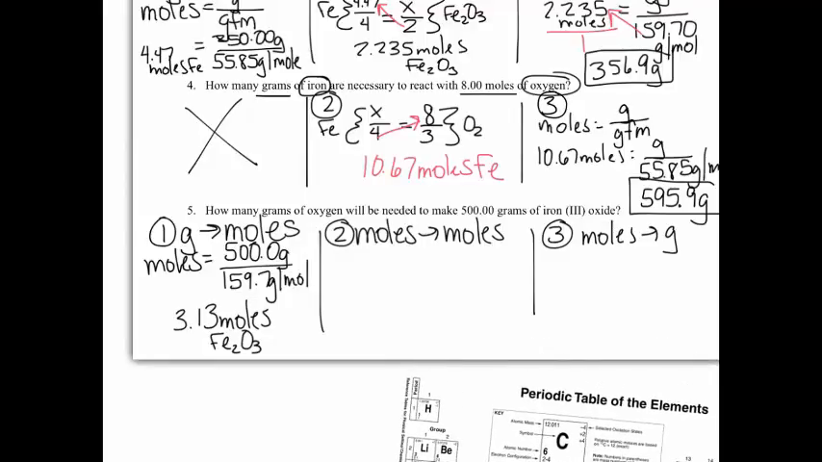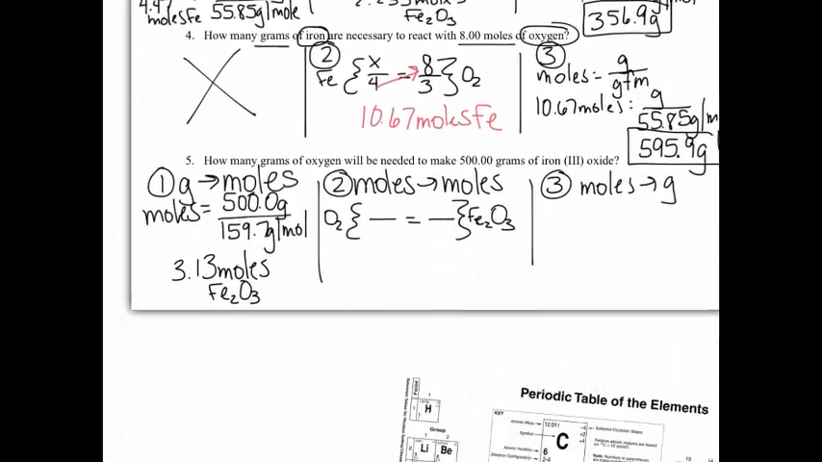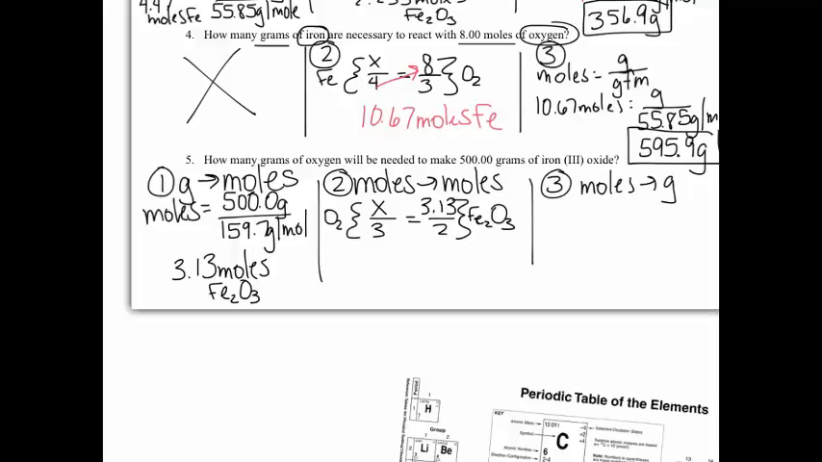Our next step, our moles to moles, we're dealing with oxygen and the iron 3 oxide. So on one side, doesn't matter which side, I'm going to have my oxygen. On the other side, I'm going to have my iron 3 oxide. And my coefficients I need to get from my question. My oxygen is 3, my iron 3 oxide is 2. But I don't have 2 moles of iron 3 oxide, I have 3.13. So I want to find out then how many moles of oxygen I would need.